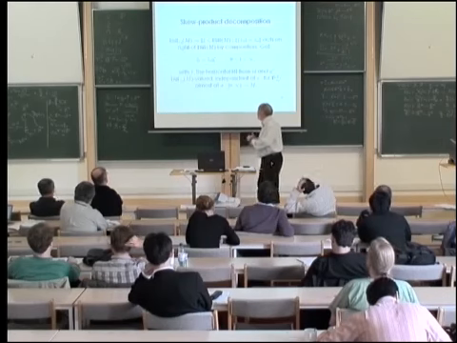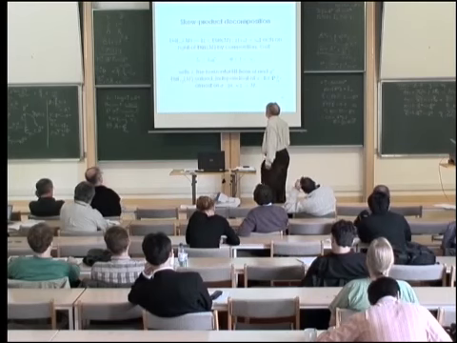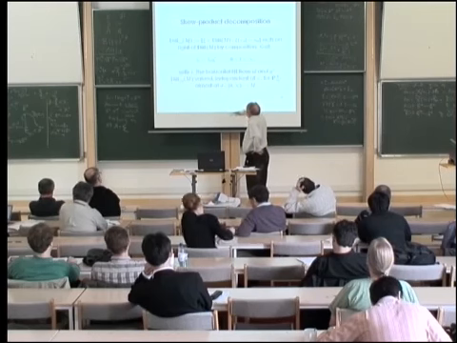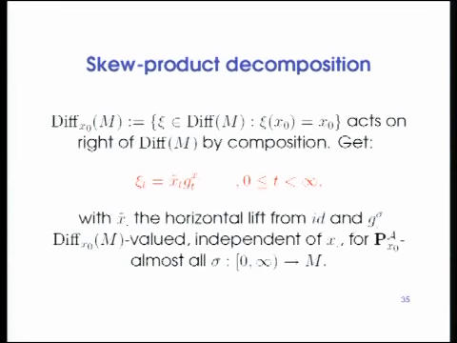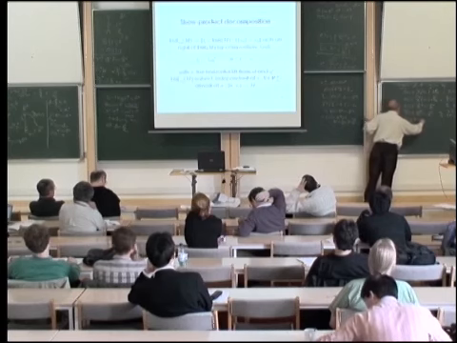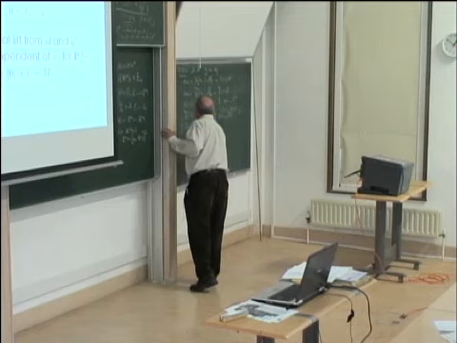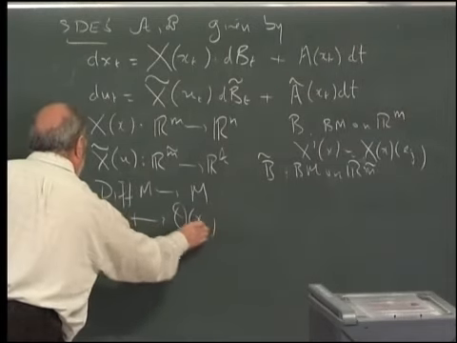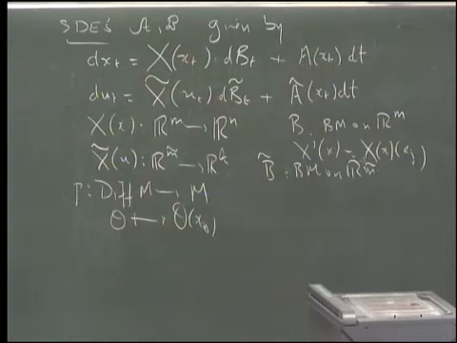Using our decomposition, what you get out of it is a skew product decomposition of the flow into a horizontal lift of the one-point motion. I never said what P was. So P, in this case, diff M to M, is given by theta goes to the evaluation of theta at x naught. I fix a point x naught. So x is a one-point motion.